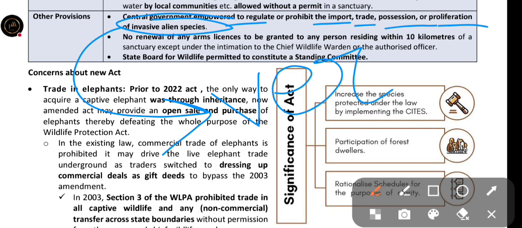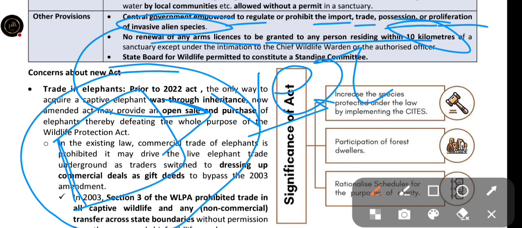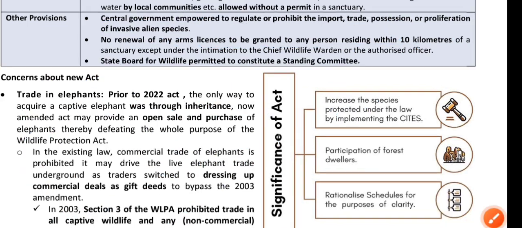And no renewal of any arms licenses is to be granted to any person residing within 10 kilometers. Okay, that is, this is the forest protected areas. Okay, and these are communities under 10 kilometers which inhabit this area. They cannot obtain this certificate. Okay, and this community cannot obtain arms licenses. Okay, so you should remember this.